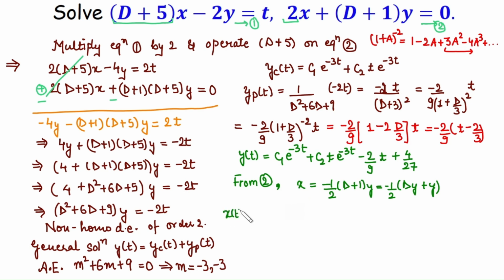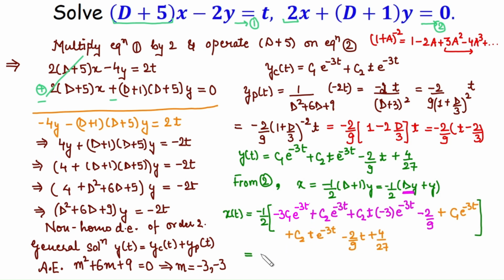Let's calculate that. x of t is equal to -1 by 2 as it is. The derivative of the first term is minus 3 into c1 e raised to power minus 3t. For the derivative of the second term, both contain functions of t, so we need to apply the UV rule, that is the product rule. The derivative of t is 1. So we have c2 e raised to power minus 3t plus c2 into t as it is. The derivative of this term is equal to minus 3 into e raised to power minus 3t. The derivative of the next term is minus 2 by 9 and the derivative of a constant is 0. So this is the value of dy plus the value of y. The y value is this.